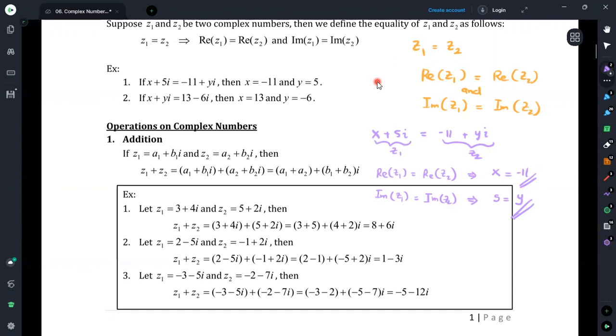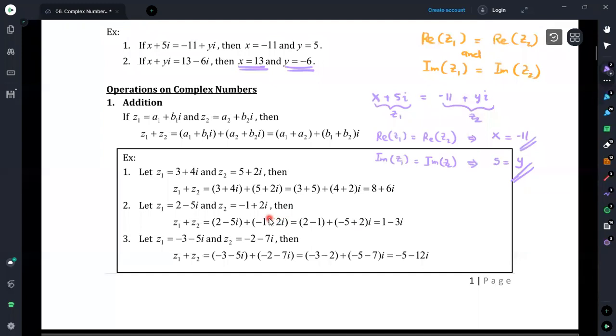Another example is given here: x plus y times i equals 13 minus 6 times i. Using the same concept, we get x equals 13 and y equals minus 6. What we have to do is equate the real parts separately, and then equate the imaginary parts separately. Now we will move on to the discussion of operations on complex numbers.